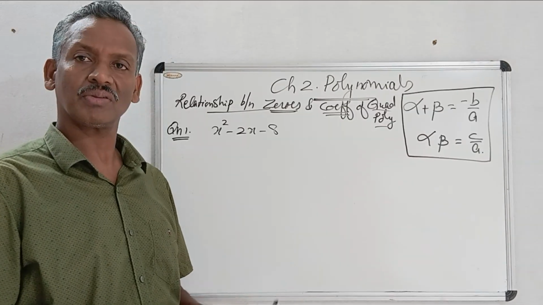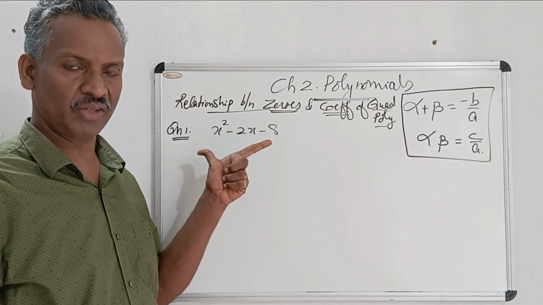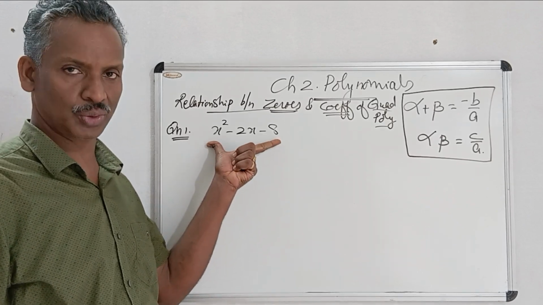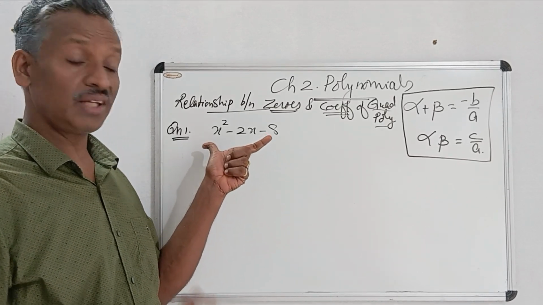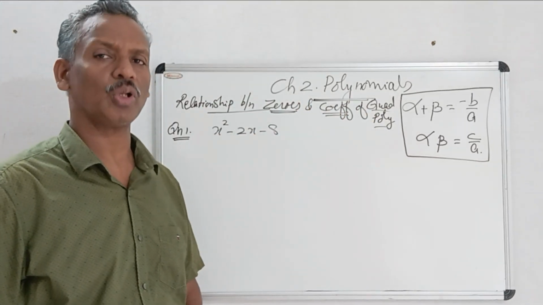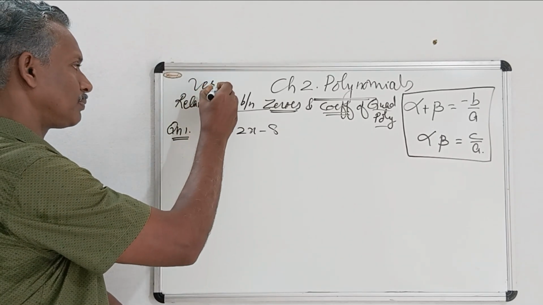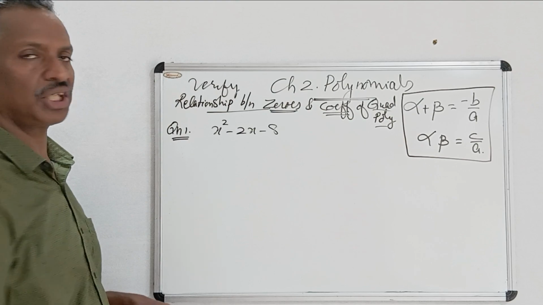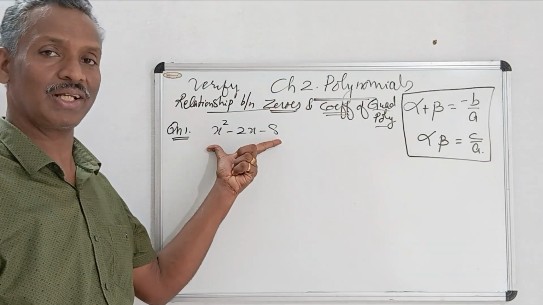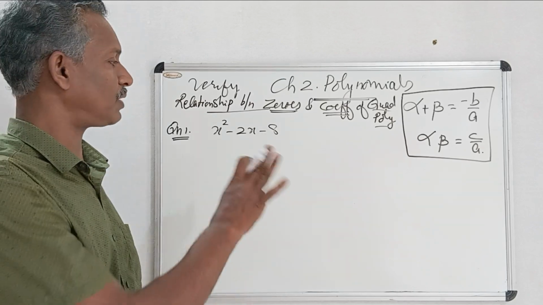In board exams, there is a regular question like this. A quadratic polynomial is given to you, and they will ask us to find the zeros. First of all, we have to find the zeros and then verify the relationship between the zeros and the coefficients of the quadratic polynomial. Okay, this will be the question. Verify the relationship between the zeros and the coefficients of the quadratic polynomial. The given quadratic polynomial is this. First of all we have to find the zeros.